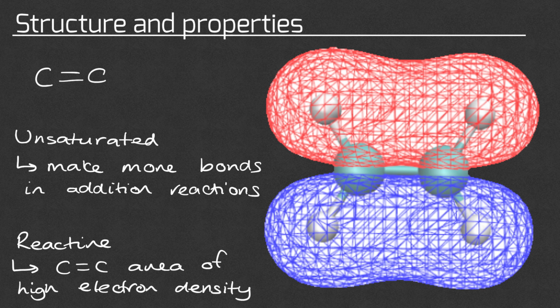And the reason they are reactive and they can make additional bonds is that the carbon-carbon double bond is an area of high electron density, as we can see by the diagram on the right of the screen. The double bond is obviously two sets of bonds there, two sets of shared pairs of electrons. Therefore, there's quite a lot of electron density around those atoms, and later in this video we'll look at the mechanism through which that causes the alkene to react.